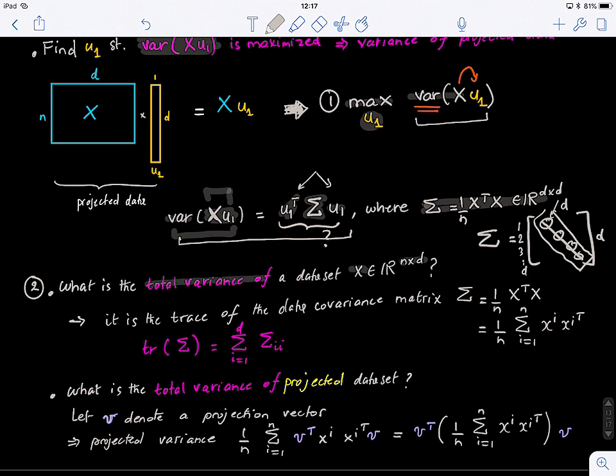So summing, if you remember in linear algebra, summing the elements of a matrix is the trace of a matrix, okay? So the total variance of X is the trace of the data covariance matrix sigma, and this is how we define it. It's just summing over all features from 1 to D of sigma_ii. Okay, so these are the diagonal elements, here we have i and i. Okay, great.